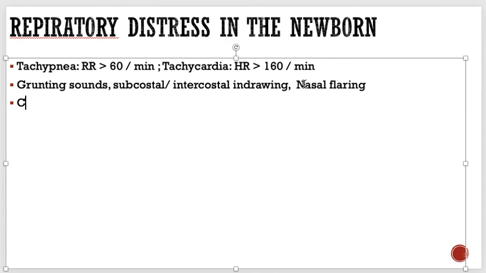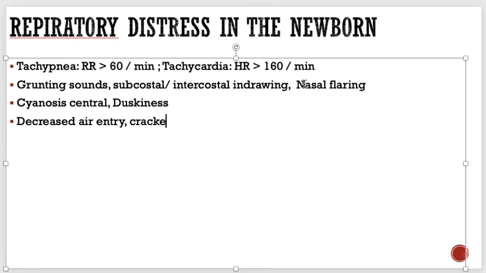There could be cyanosis, which is central, of course. The peripheral one depends more on the temperature and things like this. Central cyanosis means the oxygenation level of the blood is really low, right? Or you can say duskiness, where the skin color is dusky. And on examination, if you find decreased air entry and crackles on auscultation.